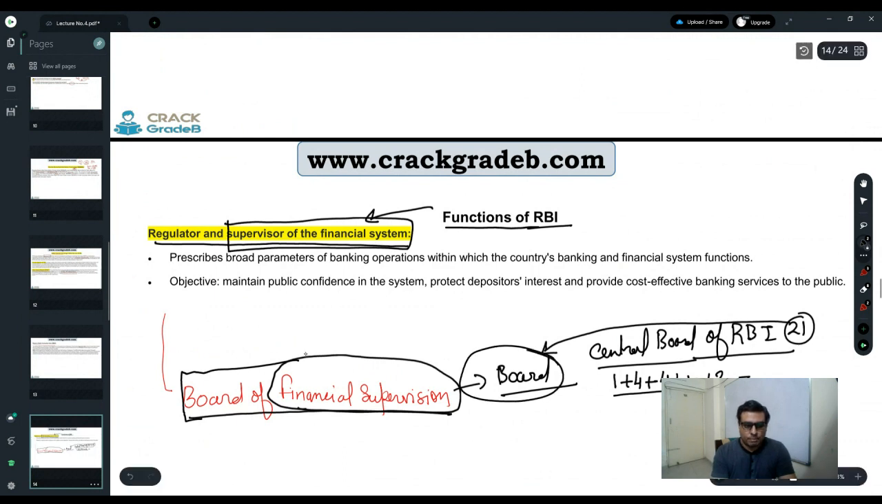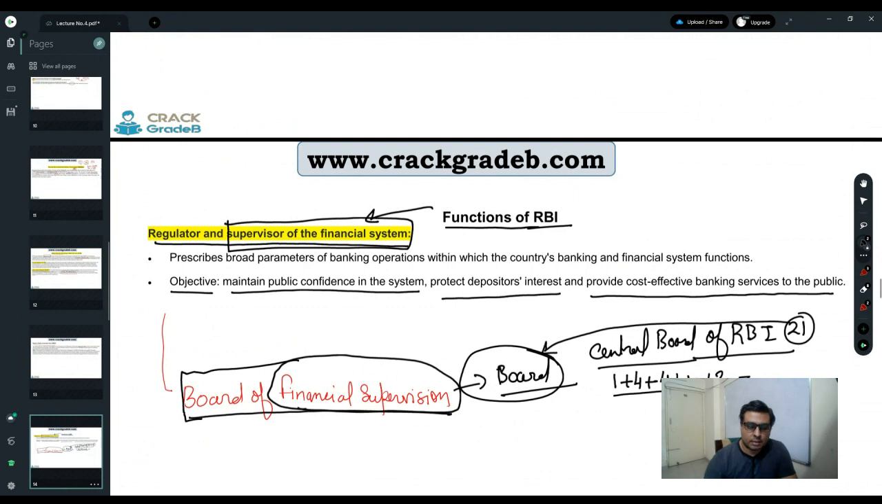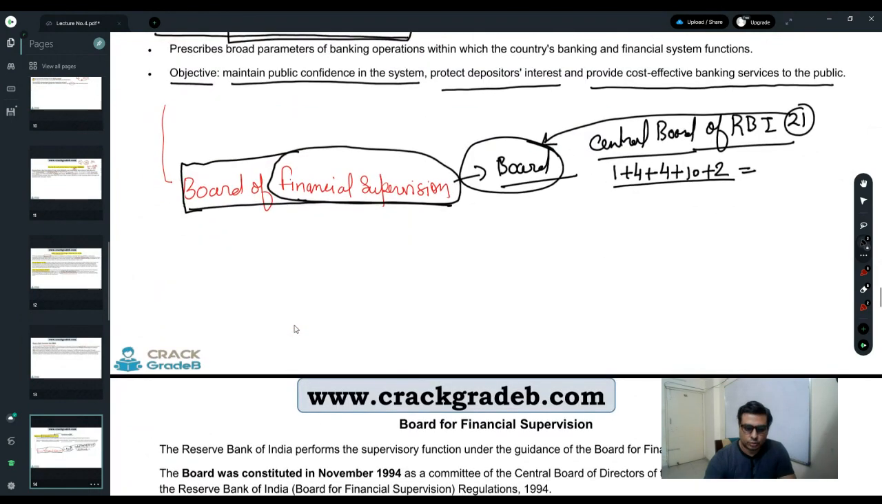So prescribe broad parameters of banking operation within which the country's banking and financial system functions. What is the objective? Maintain public confidence in the system, protect depositors' interest, provide cost effective banking services to the public. So these are the main objectives of the supervisory of the financial system with respect to RBI, and RBI does this with the Board of Financial Supervision.